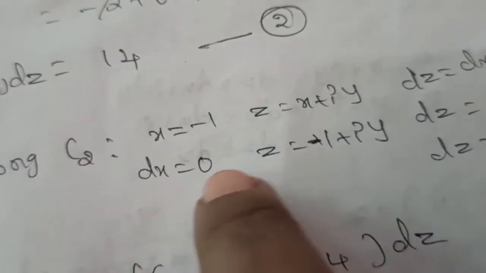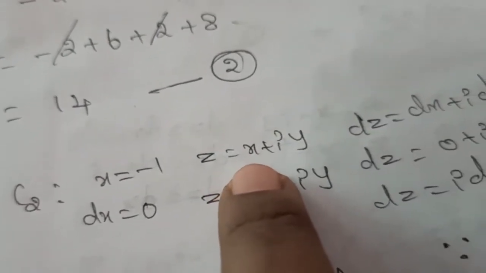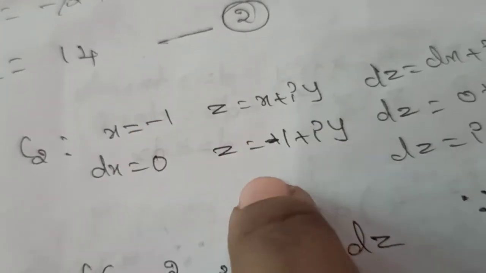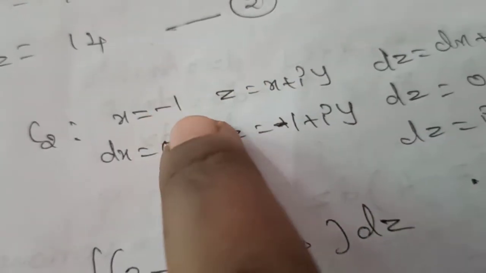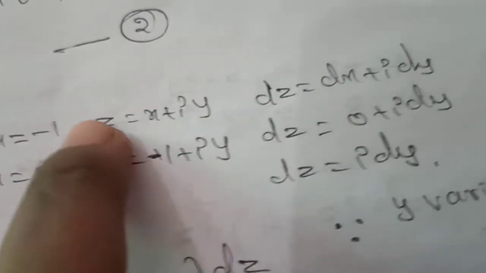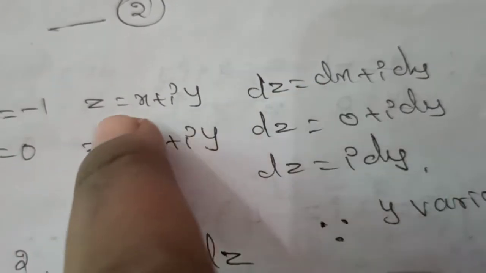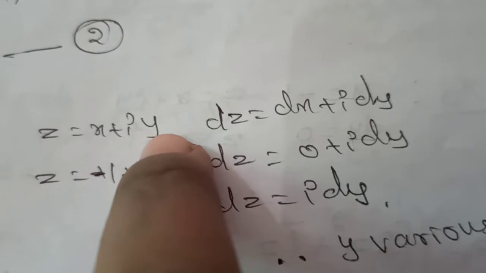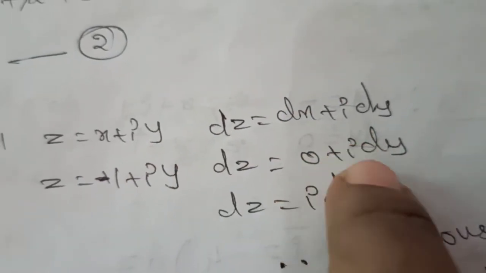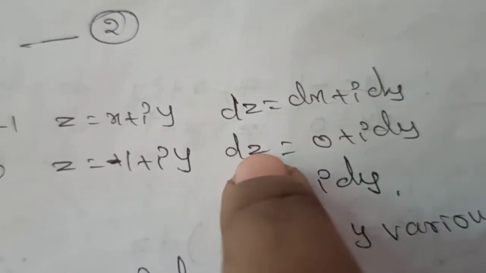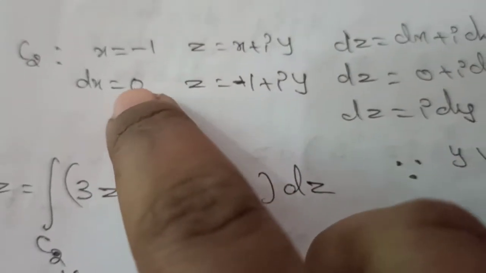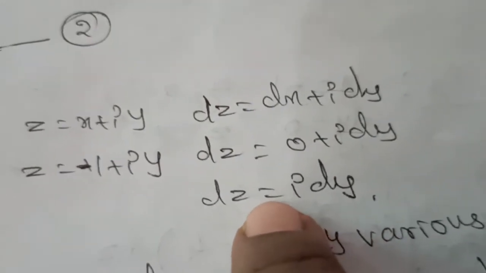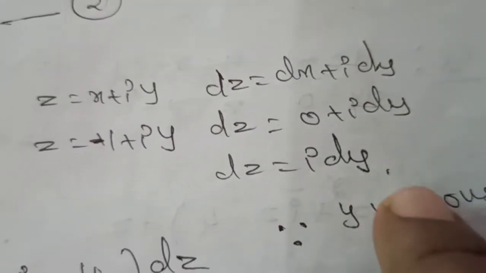Differentiating this value, dx equal to 0. And next, the complex value z equals x plus iy. Then substituting the x value in this equation, z equals -1 plus iy. Therefore dz, taking the differentiation on both sides, dz equals dx plus i dy. Next substitute the dx value, which is 0: dz equals 0 plus i into dy. So finally we can write dz equals i into dy.